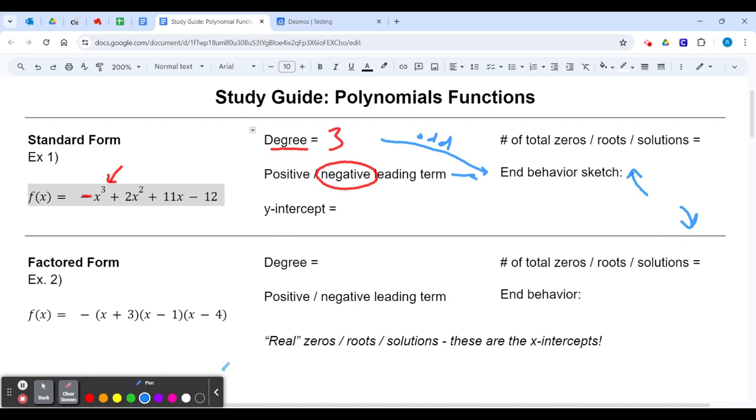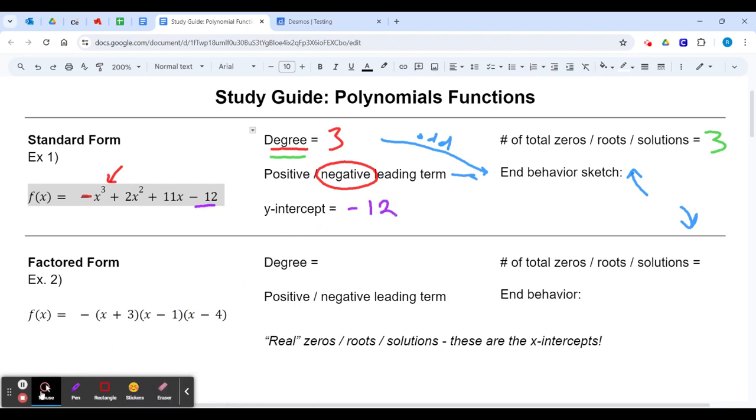Then the total number of zeros, roots, and solutions is also going to stem from our degree. We should have 3 total zeros, roots, or solutions. And lastly, our y-intercept is just going to be the last component of our equation, which is negative 12.